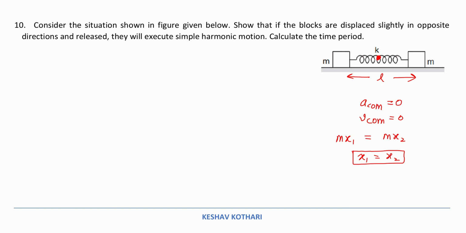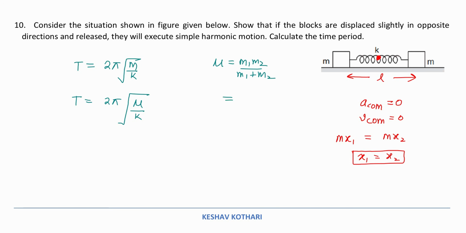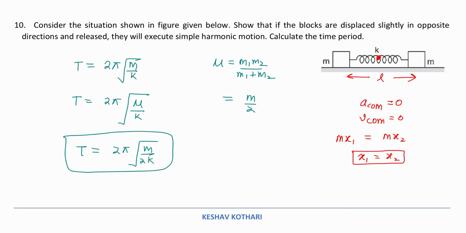And for this particular problem, the time period equation, which we know as 2 pi root over m by k. So from the concept of center of mass frame, or C frame, which I have taught you in the class, we can put it as mu by k, where mu is the reduced mass, which is equal to m1 m2 upon m1 plus m2. So over here we can write it as m square by 2m, that is m by 2. So hence the formula for time period will turn out to be 2 pi root over m by 2k. So this is the expression for this particular problem. Let us move to the next question.